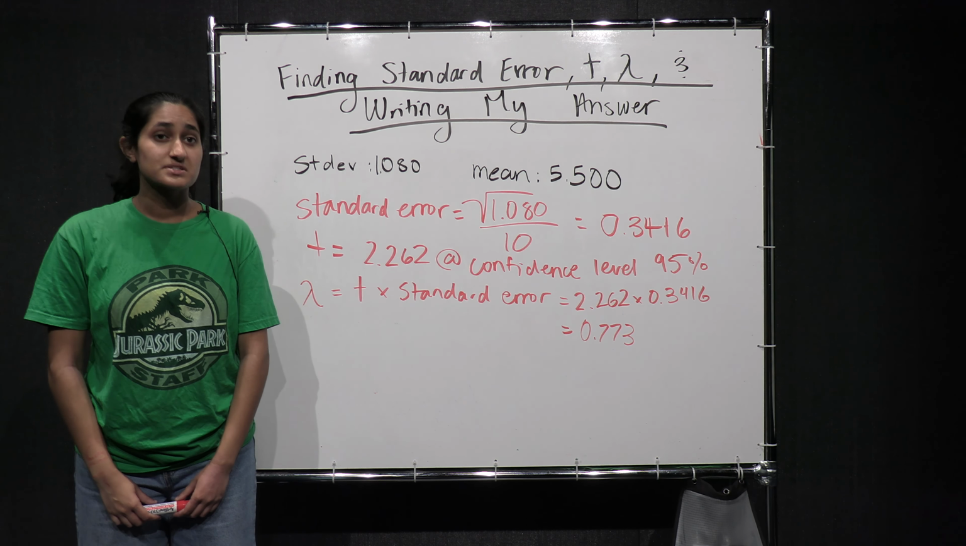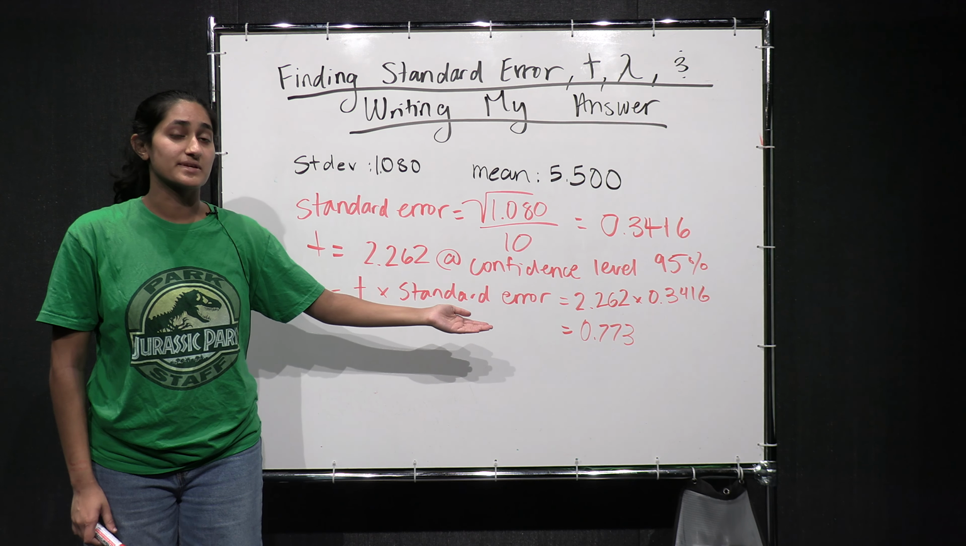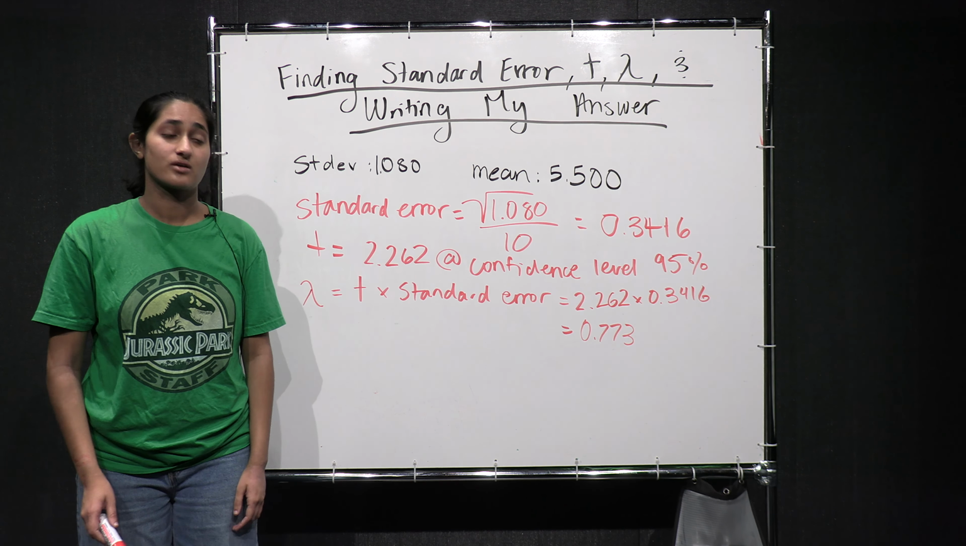The value of my measurement is then reported as 5.500 plus or minus 0.773 with 95% confidence.